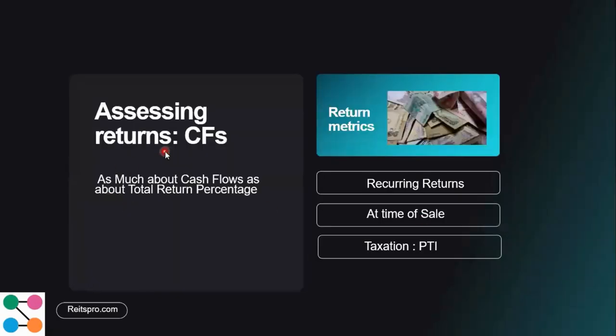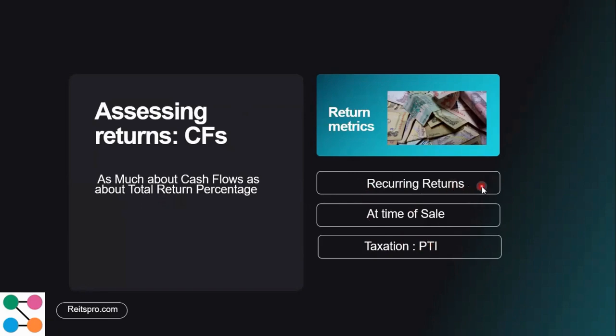Now let's assess what the return metrics are. So if you are looking at return metrics, like you just mentioned, cash flows are of paramount importance. So it's as much about cash flows as about total return percentages. So you could have recurring returns and returns at the time of sale. And the third very important point is it's a pass-through income status in case of taxation, which means that you need to incorporate the taxation element very much into all the returns that you calculate.